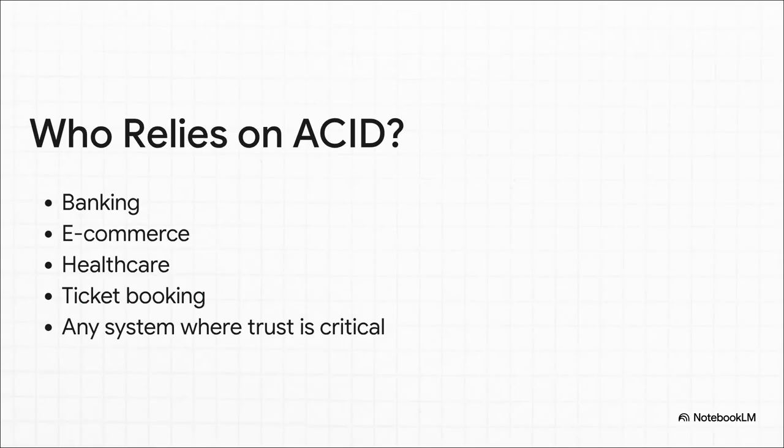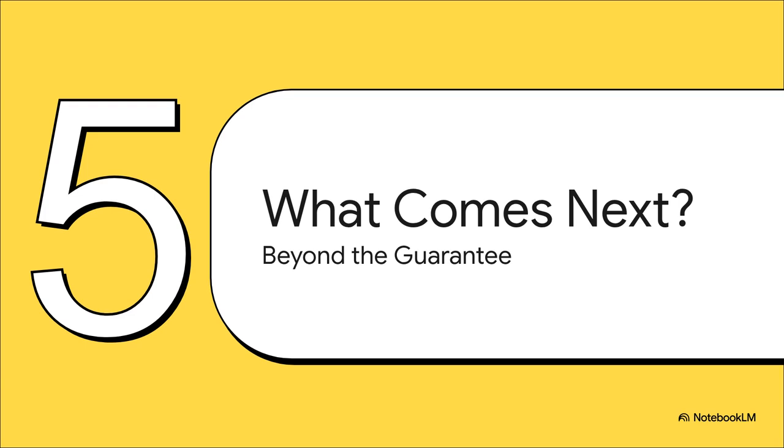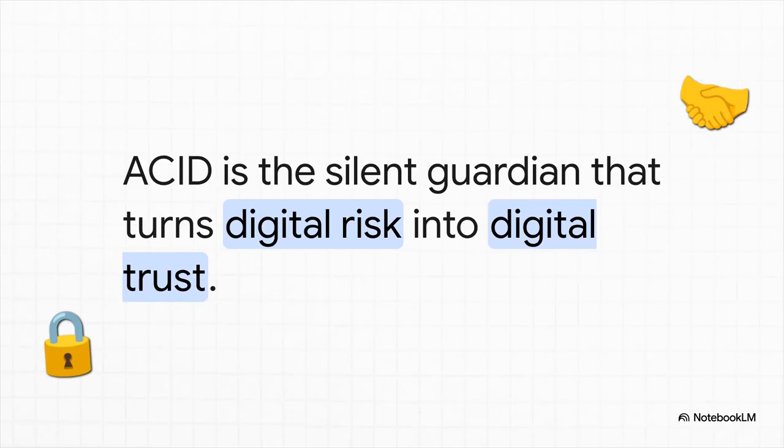And who relies on this? Well, pretty much every critical system you can possibly think of. Banking, finance, e-commerce, your healthcare records, airline booking systems. I mean, basically any system where trust isn't just a nice little feature. It's the entire foundation of the business. These 4 rules give us this incredible layer of safety and reliability. So, what's the big takeaway here? Ultimately, ACID really is that silent, unseen guardian. It's the framework that's always operating behind the scenes, turning the inherent risk of every single digital transaction into the bedrock of trust that our entire modern world is built on.